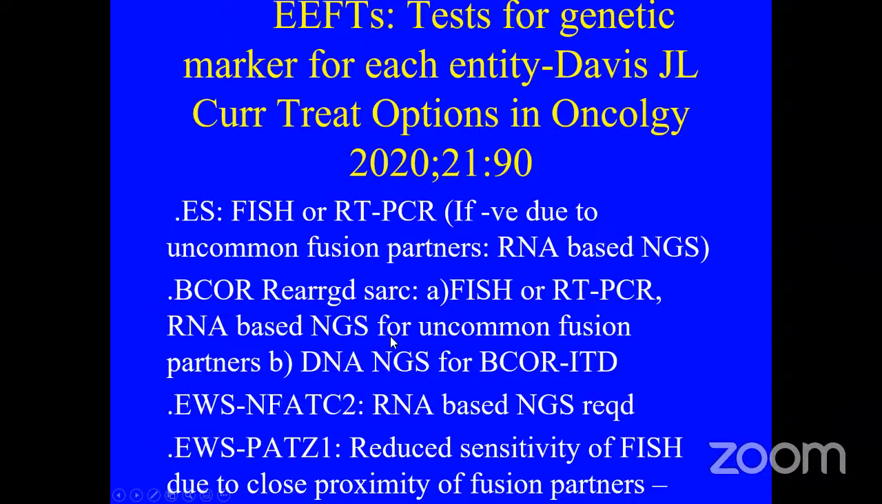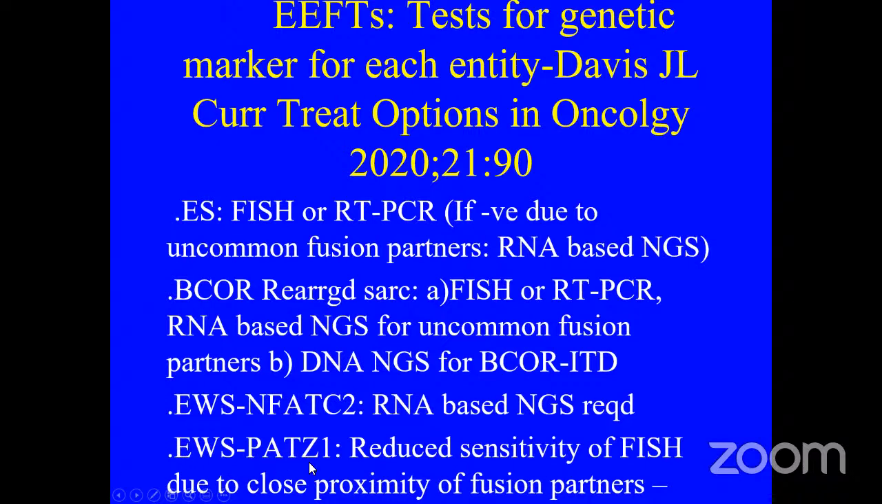In BCOR rearranged sarcomas: FISH or RT-PCR, or RNA-based next generation sequencing for uncommon fusion partners, or DNA-based next generation sequencing for demonstration of internal tandem duplication of exon 16 in this subset of BCOR rearranged sarcomas. In EWS-NFATC2 fusion sarcomas, you need to do RNA-based next generation sequencing.